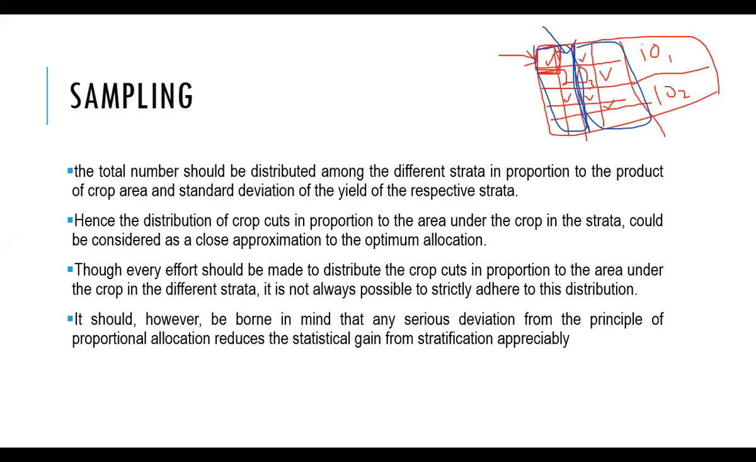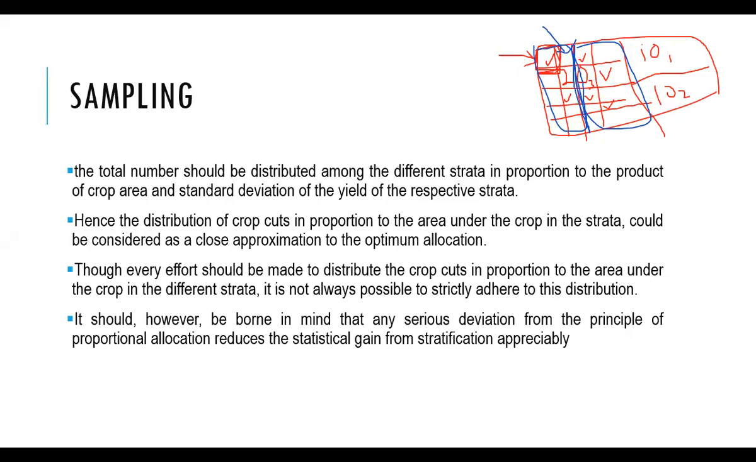Now, these are also necessary points. It says on sampling, the total number should be distributed among the different strata in proportion to the product of crop area. Very important. We always need to consider the crop area, because obviously some will have more farmlands and a bigger cropping area. So we need to consider that in our stratification.